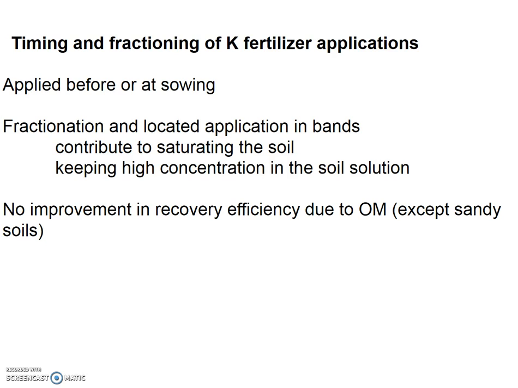The main difference between potassium and phosphorus is that no improvement in recovery efficiency of potassium is due to adding organic matter, which is a very important factor for improving phosphorus fertility. So for potassium, adding organic matter will only have an effect on very sandy soils, as it increases the sorption capacity of the soil.